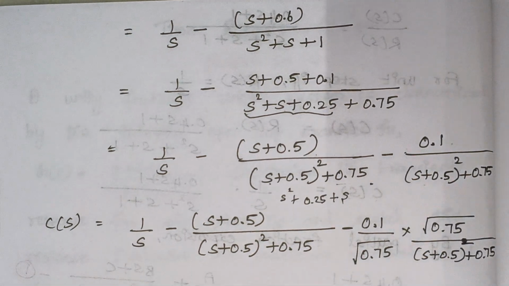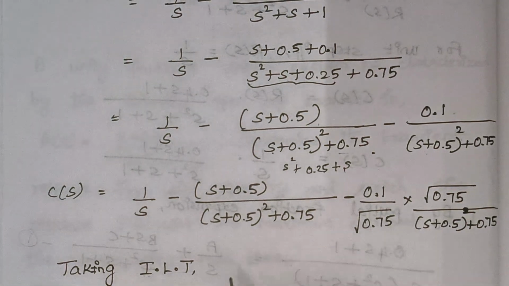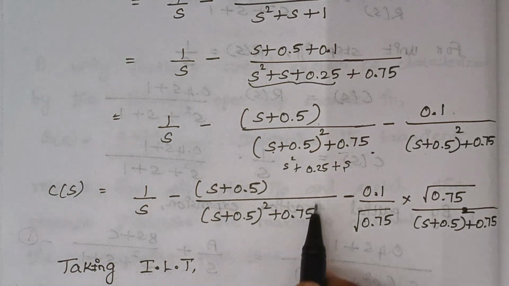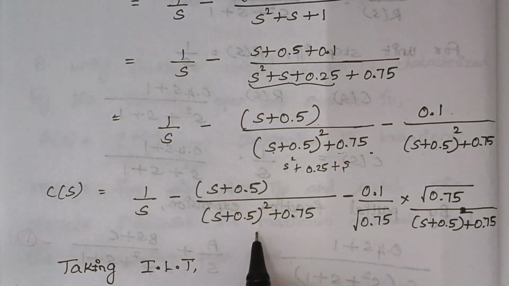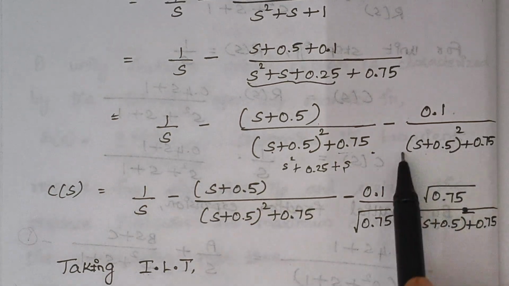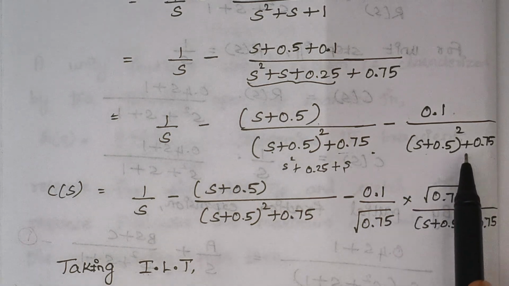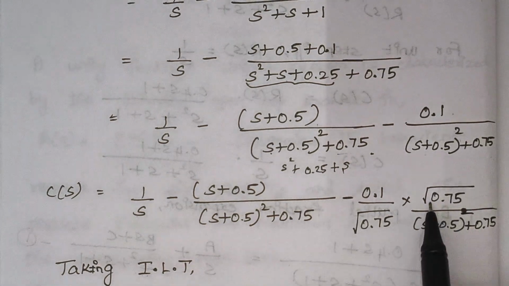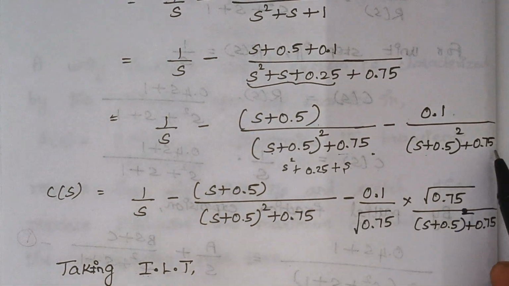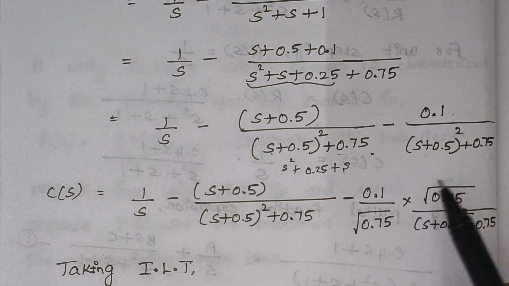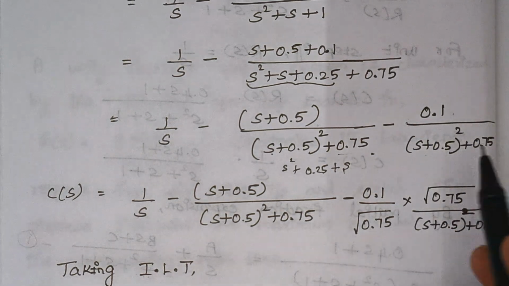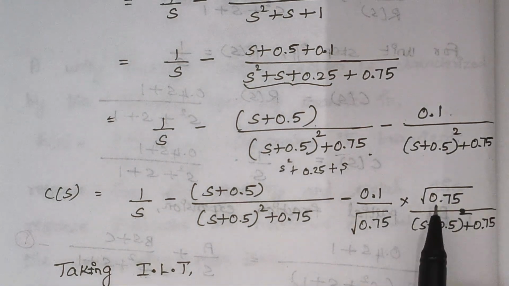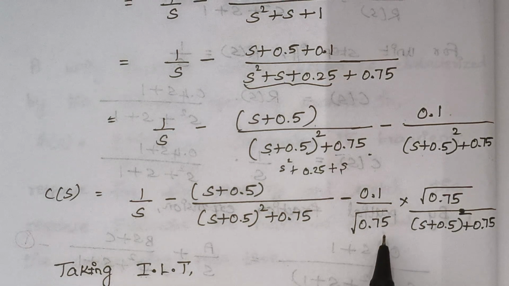So when you look at this equation, when you take inverse Laplace transform, that is an answer for 1 by s, and we can also take inverse Laplace transform for this expression. Whereas for our third term, here we can't apply inverse Laplace transform directly. So for applying inverse Laplace transform, here I am having 0.75, right? So I am multiplying and dividing this expression by square root of 0.75. You see here root of 0.75 is multiplied as well as divided.